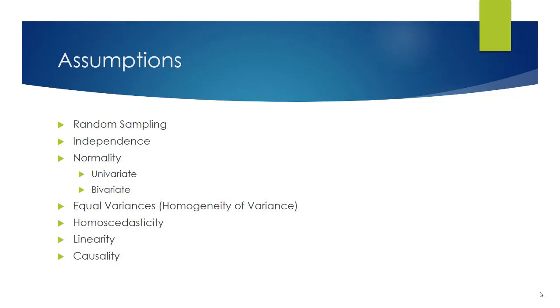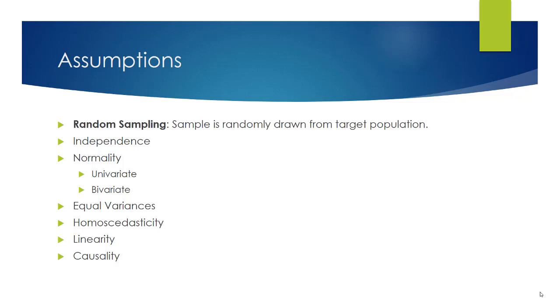We also talked about some of the assumptions that are connected with these types of statistics. So in particular, we talked about random sampling, independence, normality, homogeneity of variance, homoscedasticity, linearity, and causality.